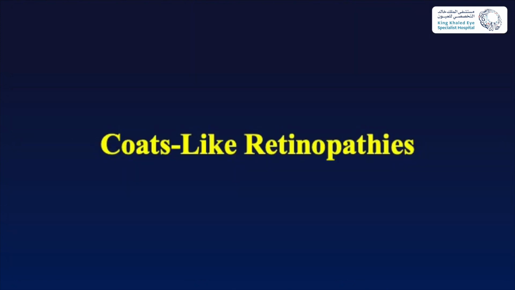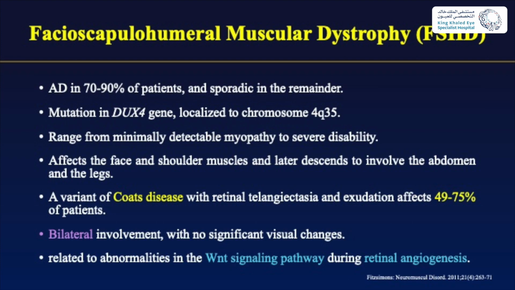Let's talk now about the Coats-like retinopathies. In this lecture, I'll shed light on some of the Coats-like conditions, but it's very difficult to cover all of them. One of them is facioscapulohumeral muscular dystrophy. It's an autosomal dominant condition, affects the face, shoulder muscles, and later descends to involve the abdomen and the legs.